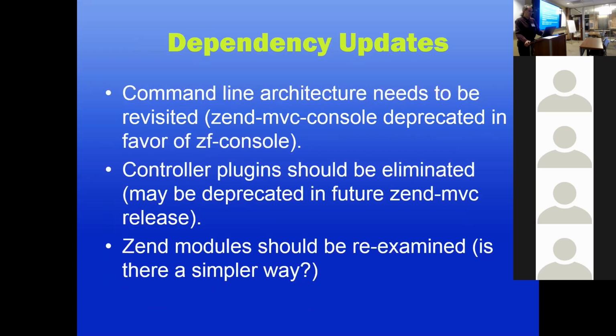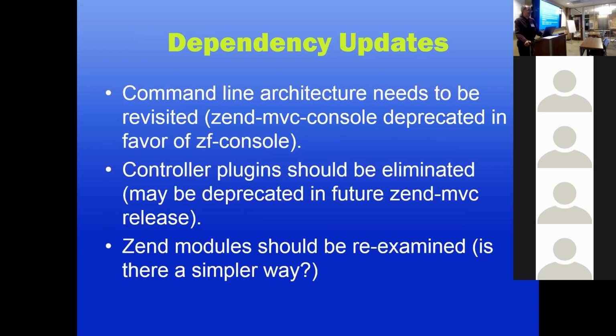So to talk a little bit more about dependency updates coming down the road, one big thing that we're probably going to have to deal with in the fairly short term is the architecture for dealing with command line tools. Right now, we use the Zend model view controller infrastructure, which supports both HTTP-based and command line-based routing. But the console part of that has been deprecated and will eventually be removed so that Zend MVC can focus strictly on web transactions, which means we need to replace it with something else.